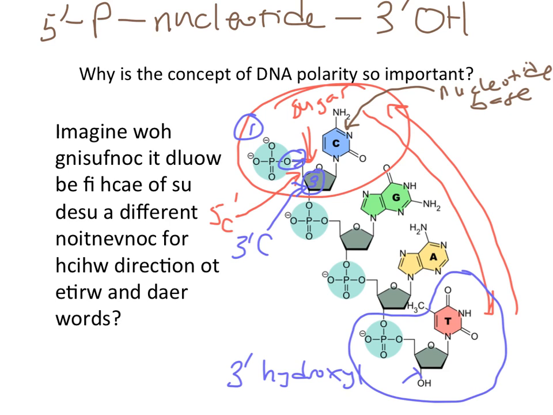So that's how we get that 5' to 3' nomenclature. If you wanted to, I could give you any strand of DNA structure like this. All you'd have to do is figure out where's that free phosphate, that's the 5' end, where's the OH, that's the 3' end. Questions, concerns, clarifications?